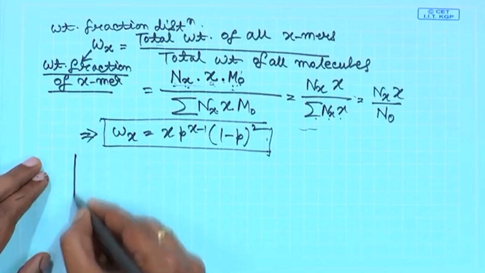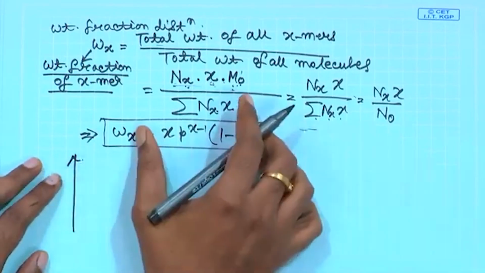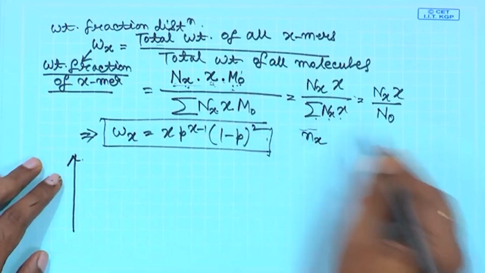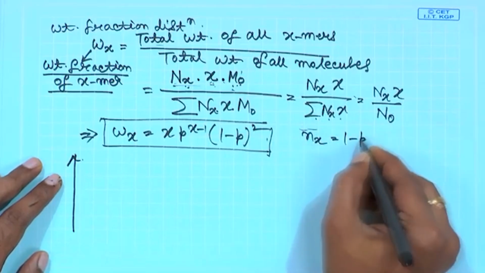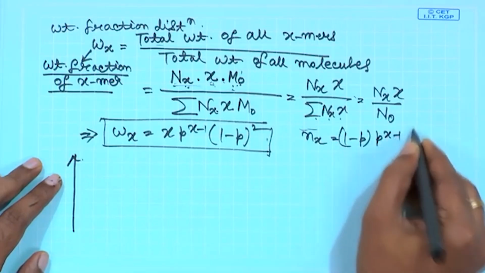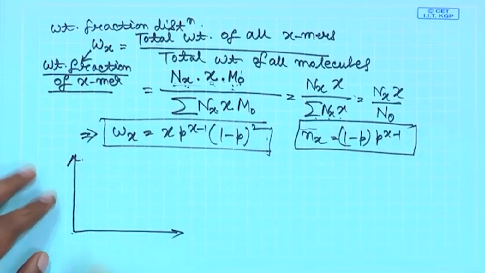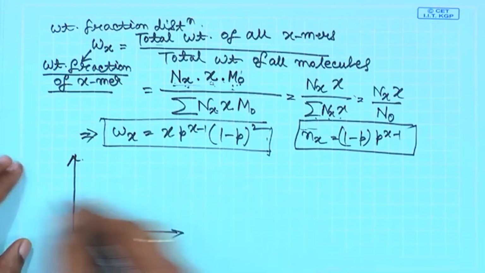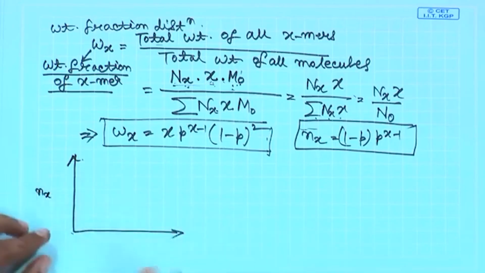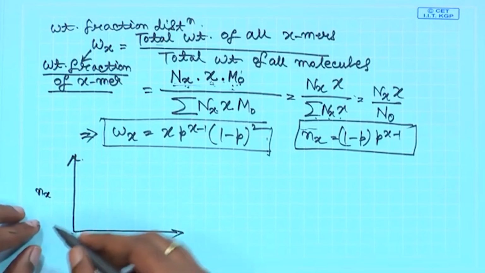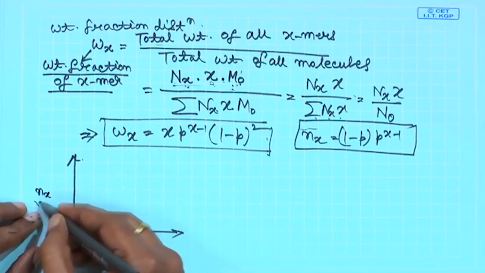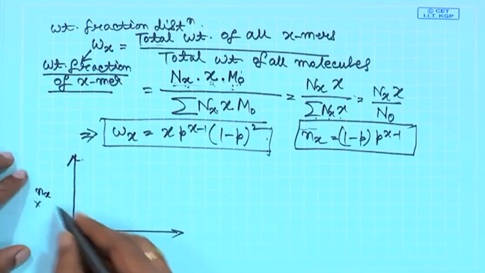So, here I am also putting the number fraction distribution (1 minus p) into p to the power x minus 1, that is the number fraction distribution. So, if you now plot this number fraction or n_x as a function of x, that is the degree of polymerization, and you are actually multiplying by some factor, say 10 cube or something like that.